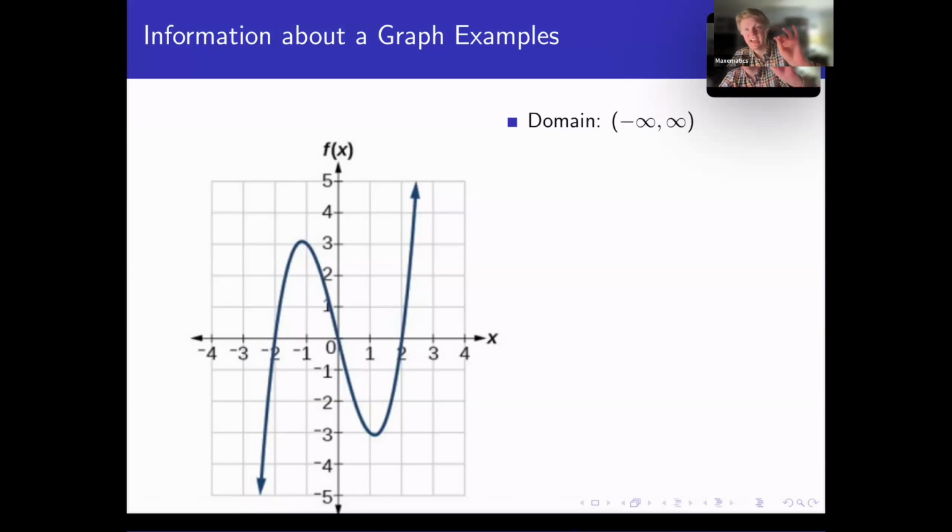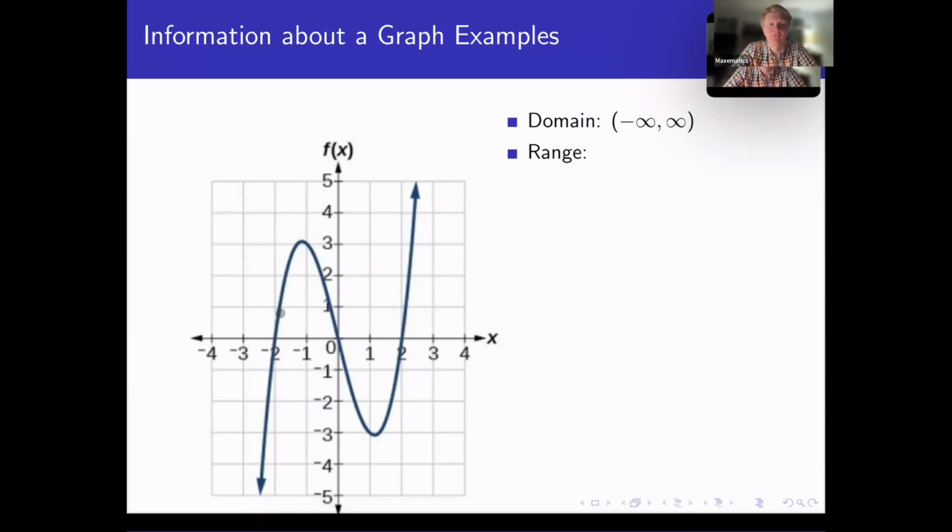Even though we don't actually see every single value on here, this says that it is extending forever to the left and forever to the right. Range, similar, except when we read domain, we read left to right because x's run left to right, negative to positive. But y doesn't work the exact same way. Y running negative to positive is going down to up. Ooh, that's kind of weird. So range, instead of reading left to right, what we're going to do is read down to up. How far down can we go to how far up can we go?